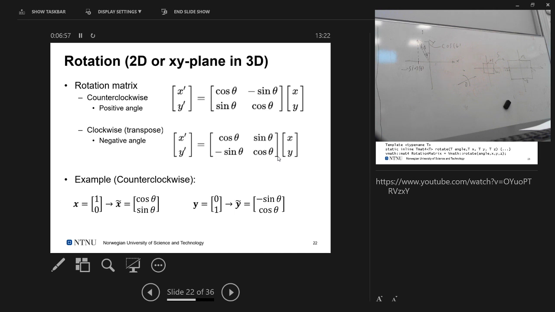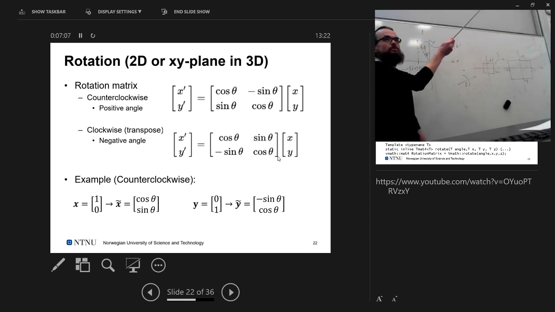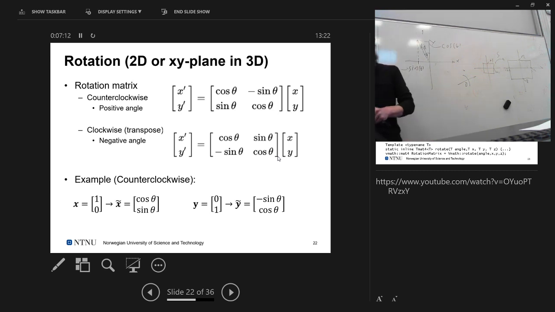Now this is in 2 dimensions. Or you can say that this is in the xy plane. If you do that rotation in the xy plane, it basically means that if this is your z-axis, it's the axis you're rotating around. Right? So this is a rotation in 3D, it's a rotation around the z-axis.